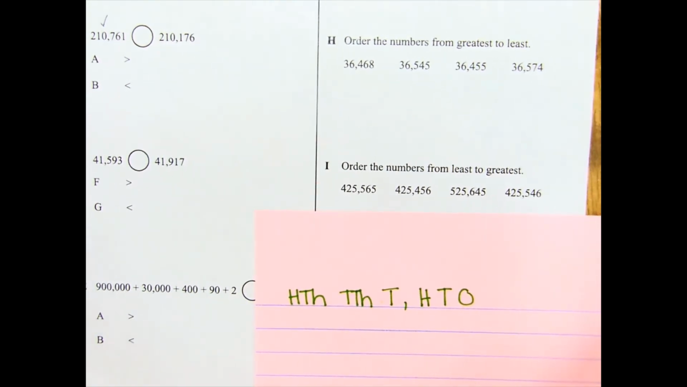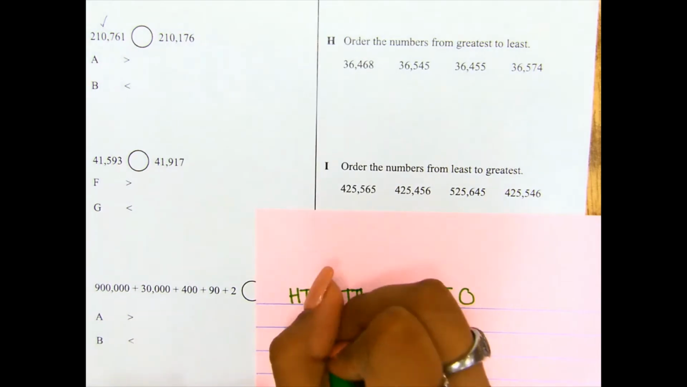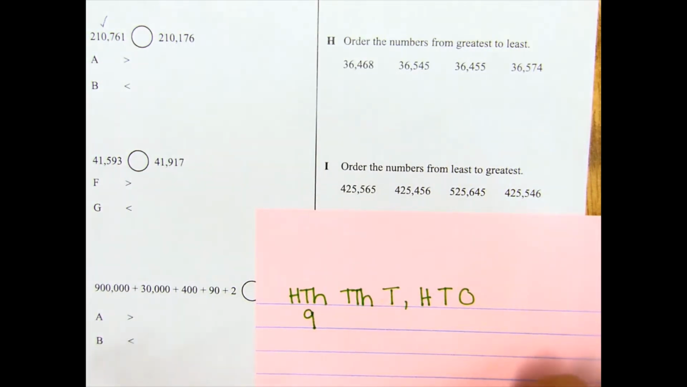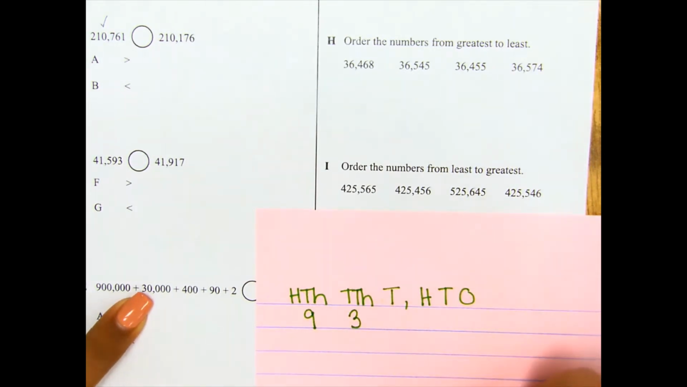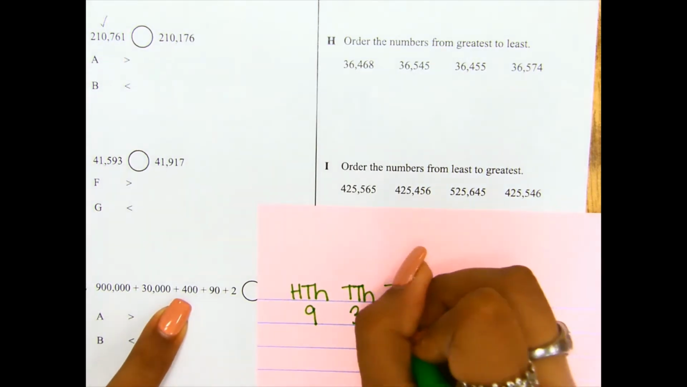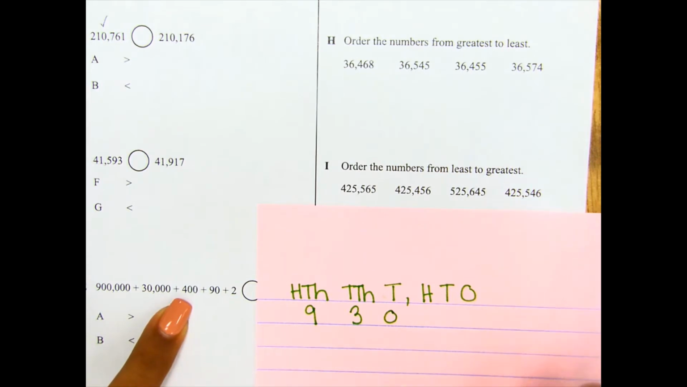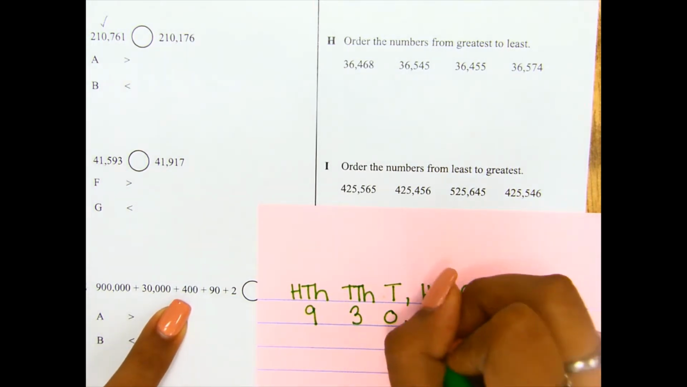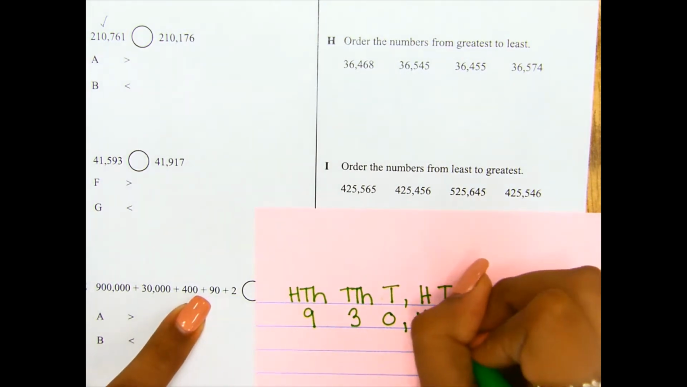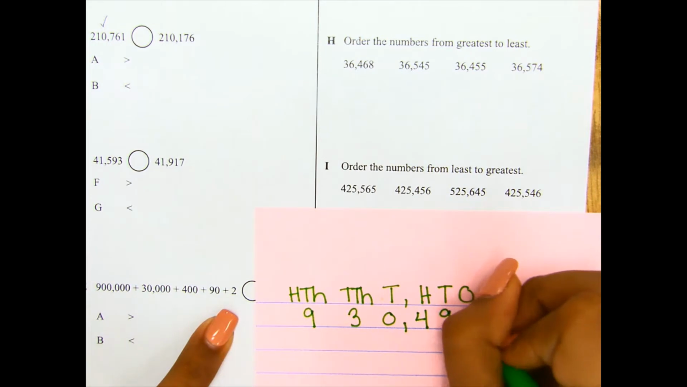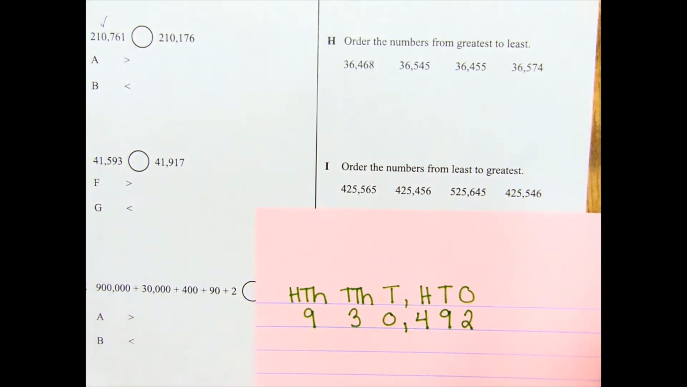So let's look here. What number do I have in my 100,000s? I have a 900. So that means I need to put a 9. Then I have a 3 in my 10,000s. So I put a 3 in my 10,000s. Do I have a 1,000? No, it goes straight to 400. So I know that this is a 0. Now I have a 4 in my hundreds. So I need to add my comma. So I have a 4 here. My tens, I have a 9. And my ones, I have a 2. So I have 930,492.